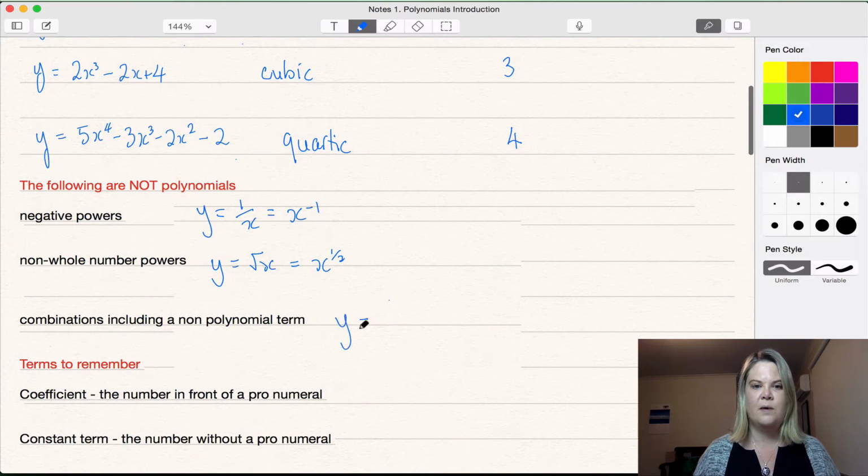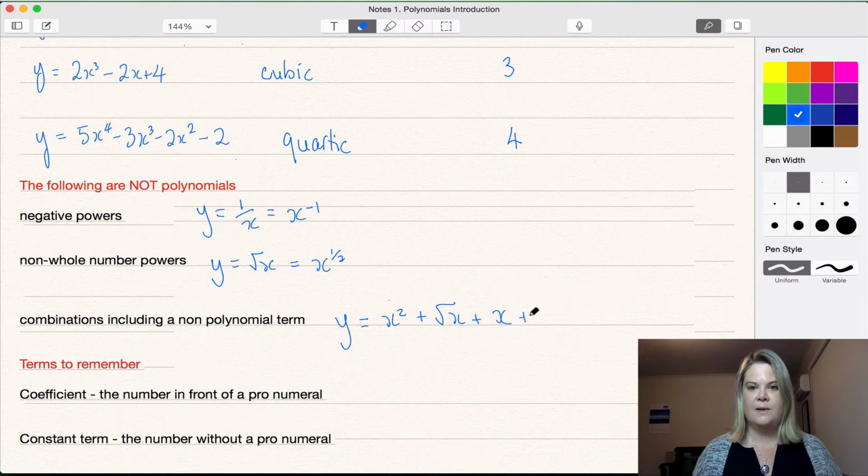Combinations, for example, y equals x squared plus root x plus x plus 2. And you might say, okay, this part's a polynomial, this part's a polynomial, this part's a polynomial, but this part has a non-whole number power. So if we have at least one term that doesn't fit the polynomial mold, then this is not a polynomial either.